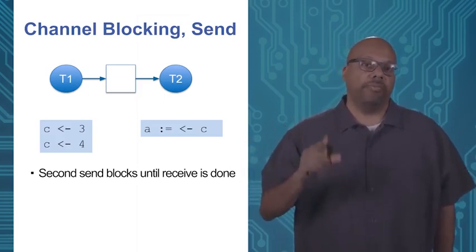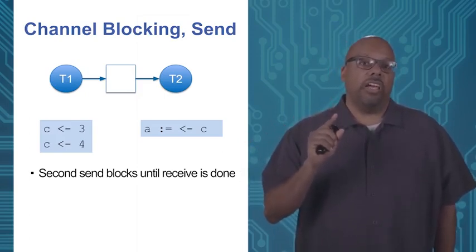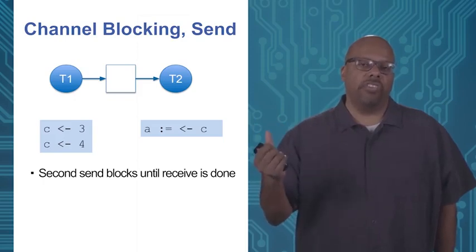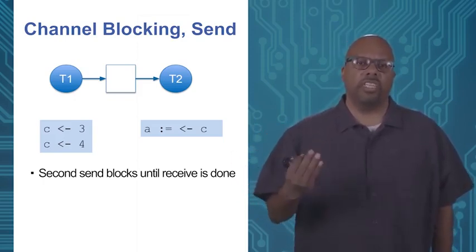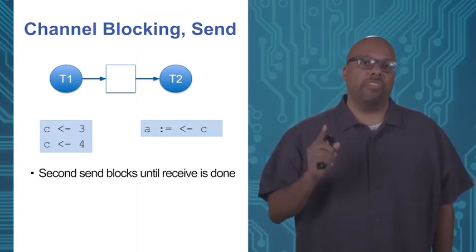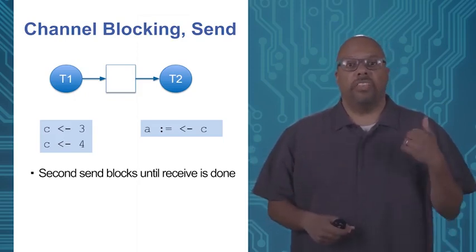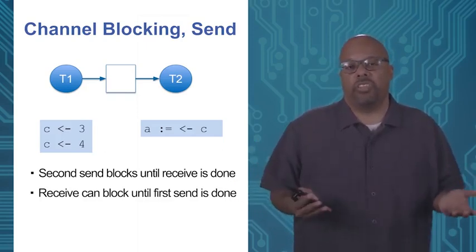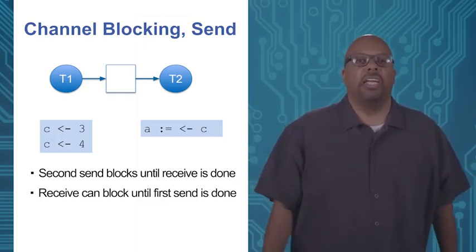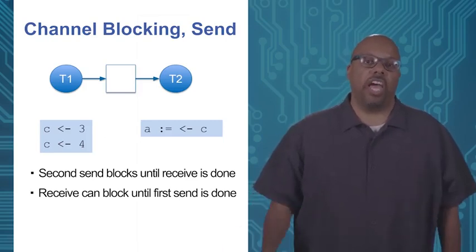The second send, if the receive has happened, then the buffer is empty. So the second send can write something into the buffer and then continue. But if the receive has not happened, then the second send is going to block because the first send has filled up the buffer, and this buffer is only size 1. So the second send will have to block until the receive happens.